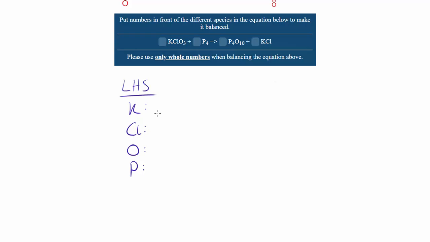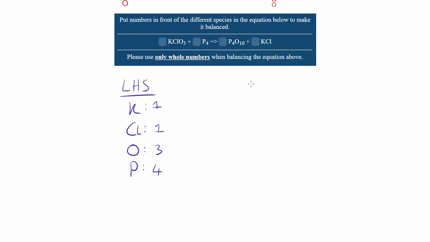In terms of potassium, you can see this only occurs once, and it's in the KClO₃, so that's just going to be a 1. Chlorine, again, occurs once. For oxygen, we've got O3, and it doesn't occur in the white phosphorus, so that's just 3. And for phosphorus, we've got just P4, so that's going to be 4, right?